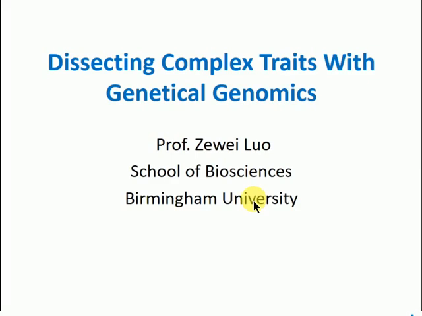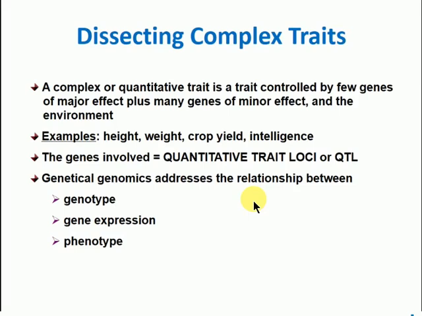What is a quantitative trait? A quantitative trait is a trait controlled by a few genes of major effect, across environmental modification. A trait like that, whose phenotypical variation is controlled genetically. But not one gene, several genes.